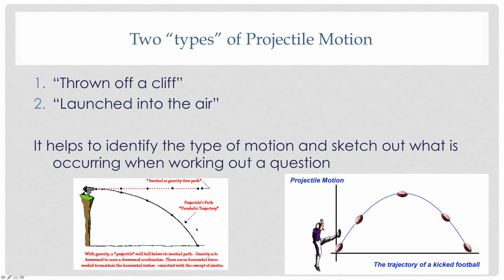In the first type, you don't have to break down your VIX and VIY because your VIY will be 0. And the initial velocity it gives you will be your VIX. The second type of projectile motion is launched into the air or kicked into the air or thrown into the air at some angle.